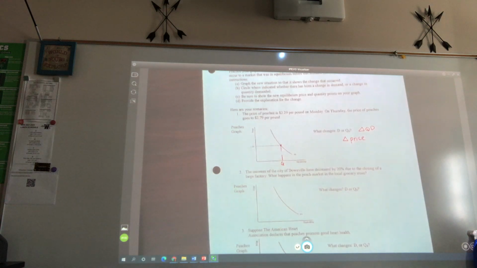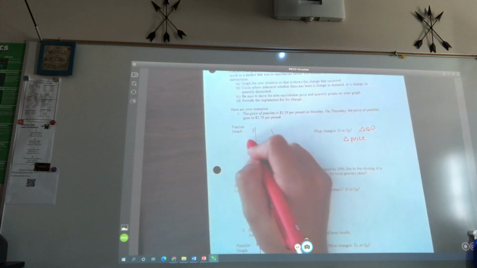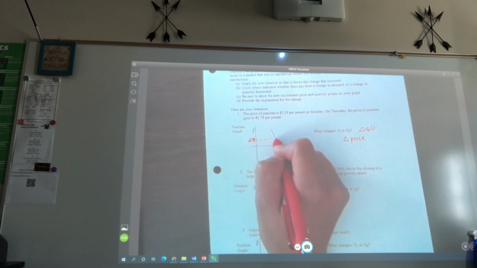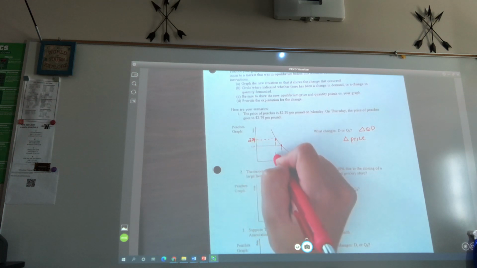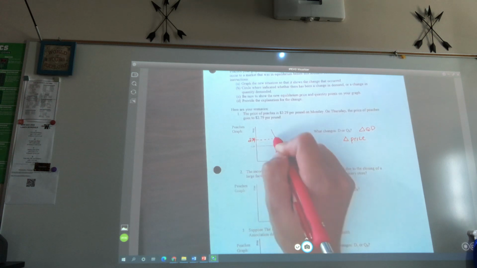So what was the new price I have to add in? 279. So 279, that would be above 229, right? Yes. So there's my new point. There's my new quantity, right? So this is point A, this is point B.